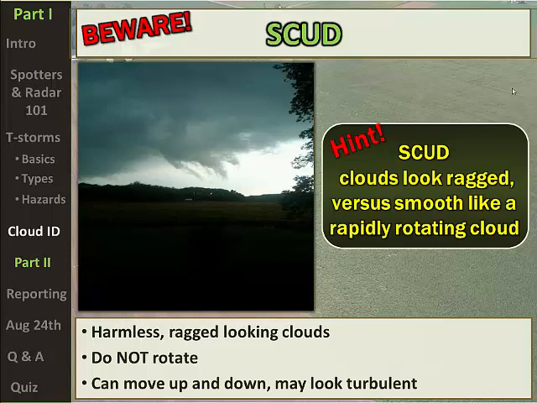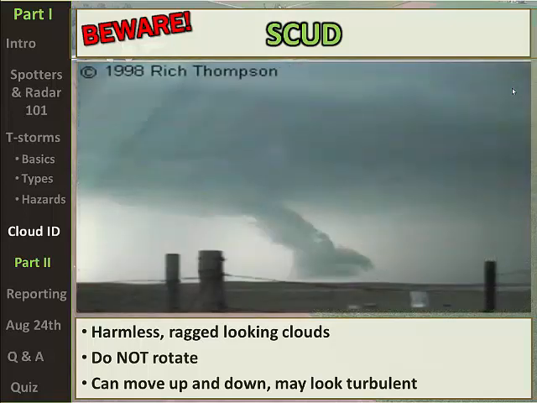But what you want to do is lock onto these features over a period of a couple of minutes just to see if there's any evidence of rotation, which you won't see with these scud clouds, even though you can have that up and down motion. And here's some examples of scud clouds. You can see they look like they're very low to the ground, but if you lock onto these features through time, which we would see more in a video sense, you won't see any evidence of rotation with this cloud.